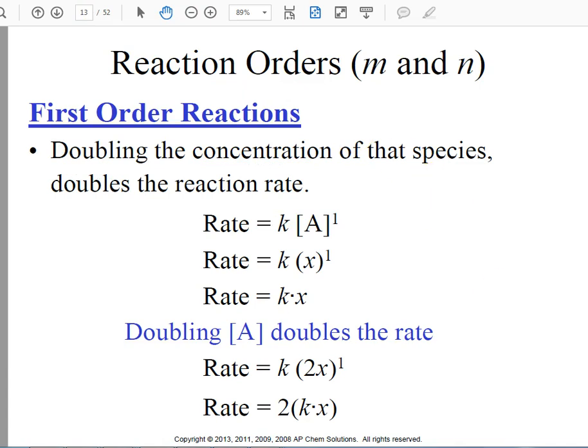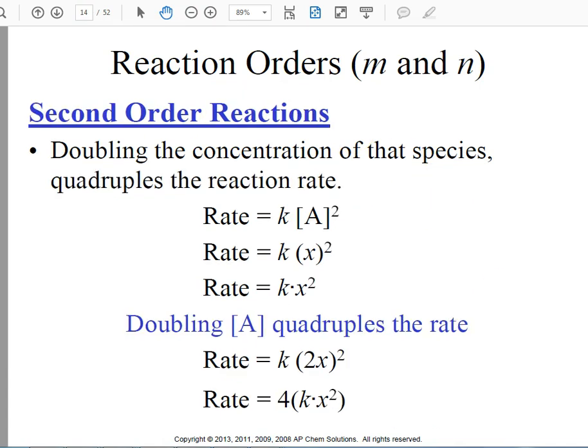So first order reactants have a direct effect on the rate. Second order reactions have a squared effect on the rate. So if you double a second order reactant, it's going to quadruple the rate. Okay, does that make sense? Because 2 squared is 4. So if you double the concentration, then you're going to multiply your rate by 4.